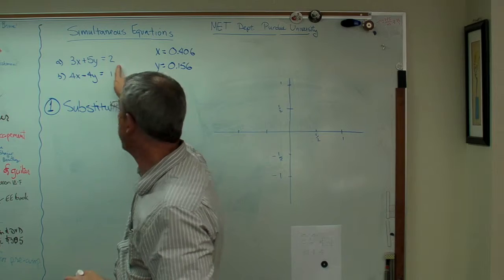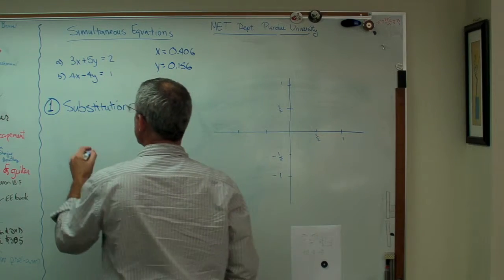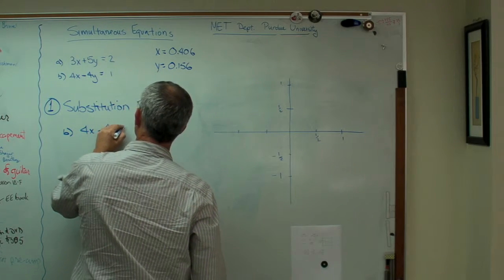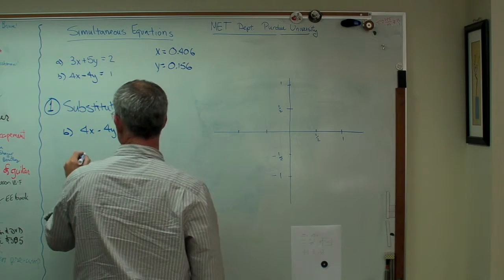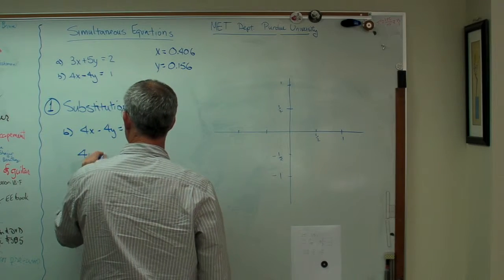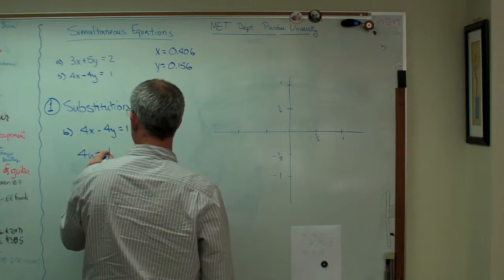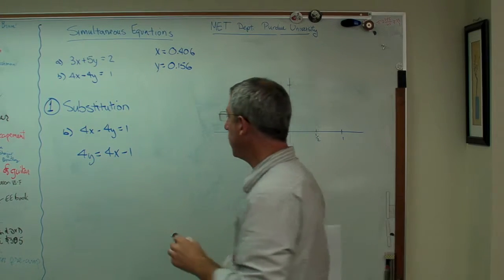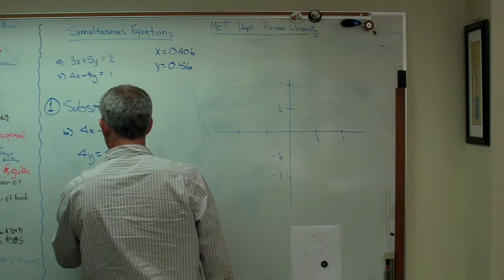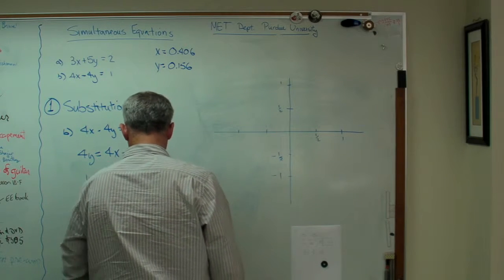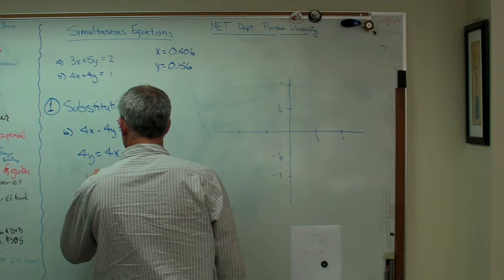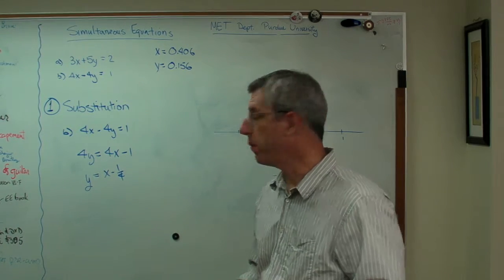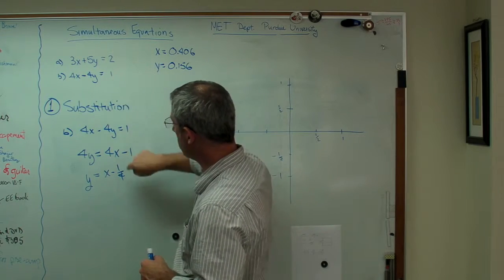Well, since I made these up, I know this one's the easy one to work with. So let's start with equation B here. That's 4x minus 4y equals 1. And let me write that out a little differently here. 4y equals 4x minus 1. And what I can do now is divide through by 4. Okay, and so I get y equals x minus a quarter. So that's just this equation rearranged.